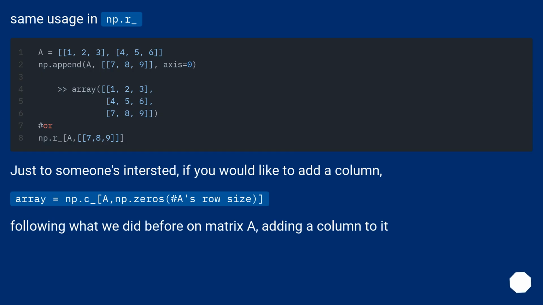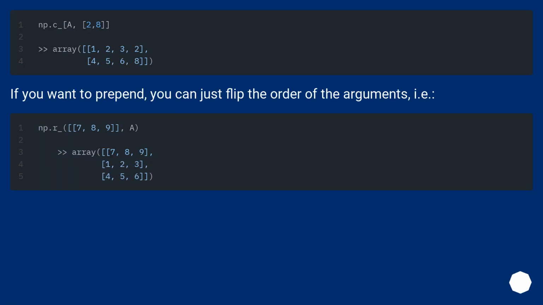Same usage in np.r_. Just in case someone is interested, if you would like to add a column: array equals np.c_ of A, np.zeros of A's row size. Following what we did before on matrix A, adding a column to it. If you want to prepend, you can just flip the order of the arguments, i.e.